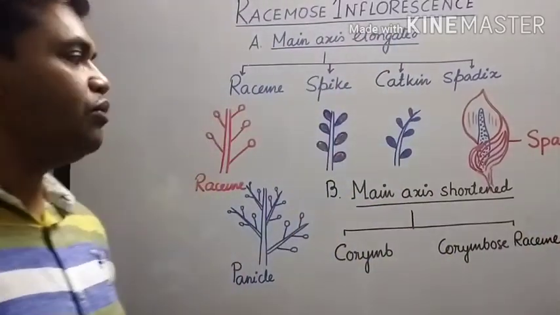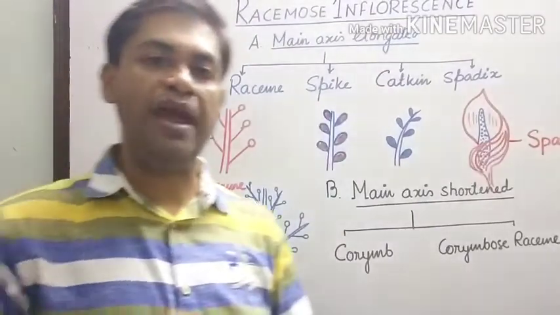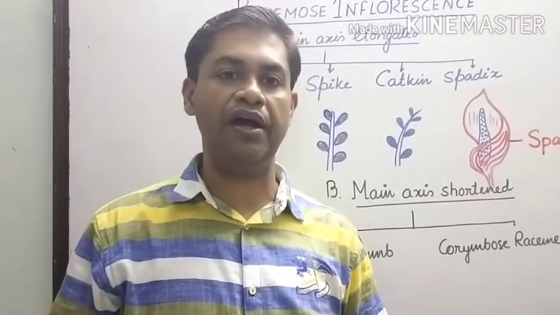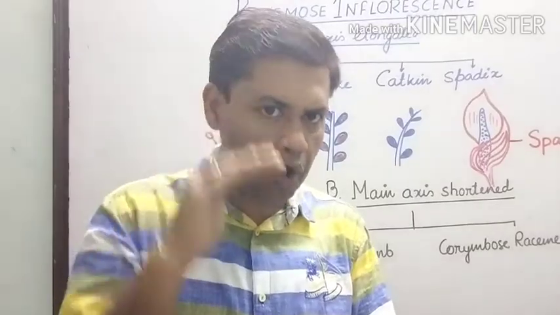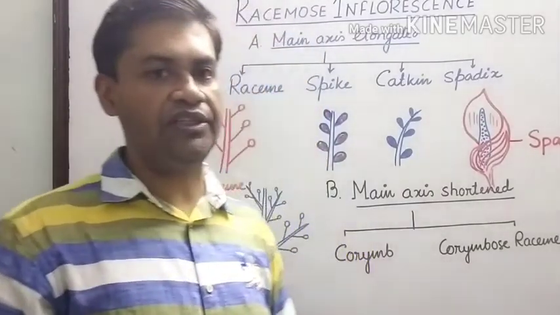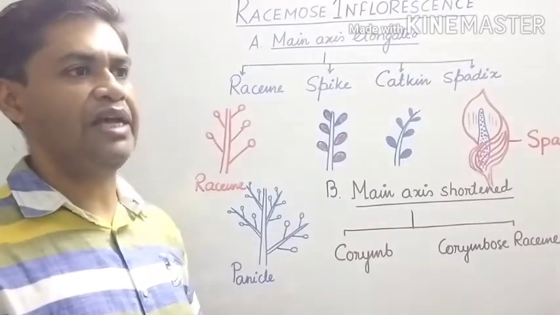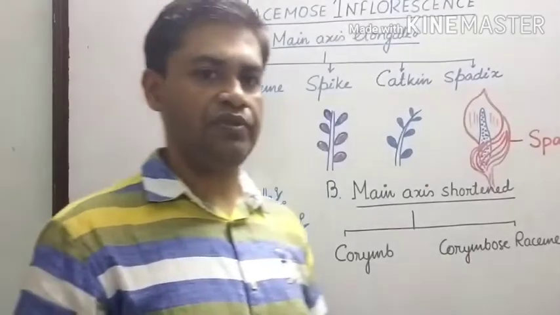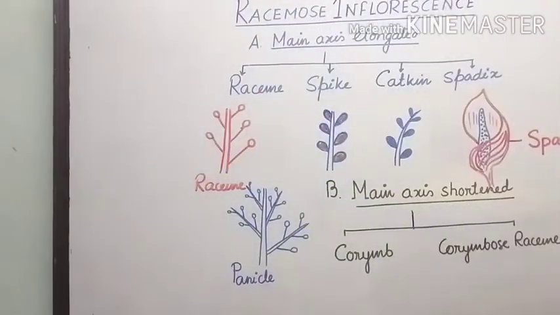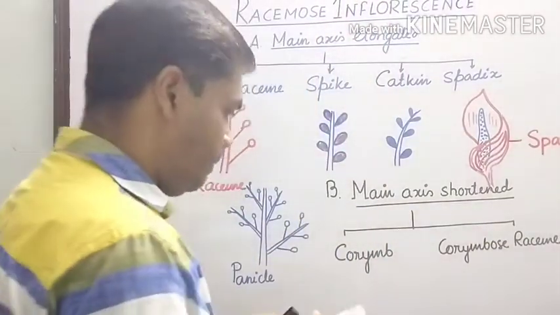Is it clear? Now we come to another racemose type of inflorescence where the main axis does not elongate; rather, it remains a little bit shortened but not suppressed, neither is it flat, it is shortened. Okay, which is again of two types: one is called the corymb and one is called the corymbose raceme. Is it clear? So the corymb is, is it clear? So here the corymb is the main axis.